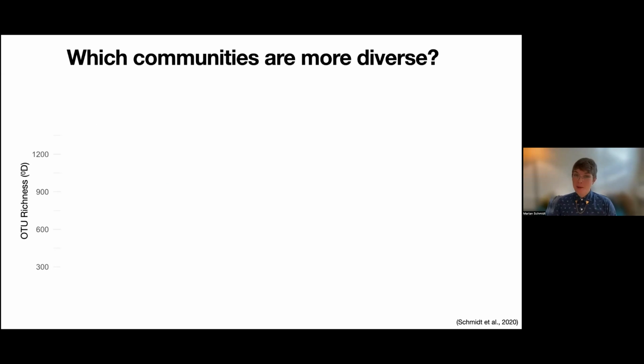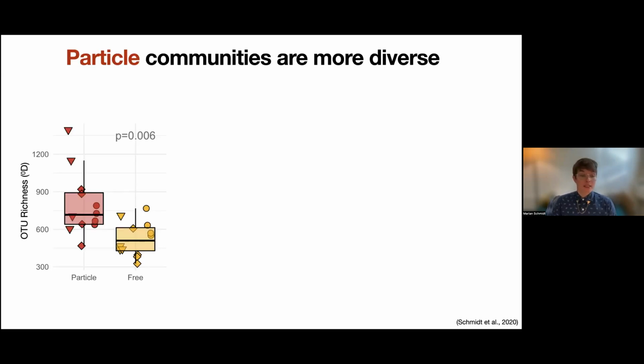So you may be wondering from the composition slide, are they more diverse? Are these more productive, per cell productive communities more diverse? And so now I'm going to show you the OTU richness. And they are. So there's more unique taxa in particle-associated communities than in the free-living environments. But when you start weighting the abundances heavily, this difference goes away.